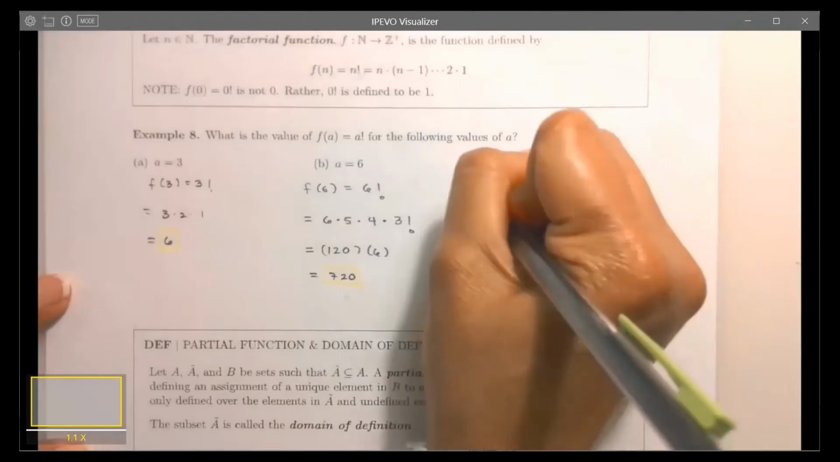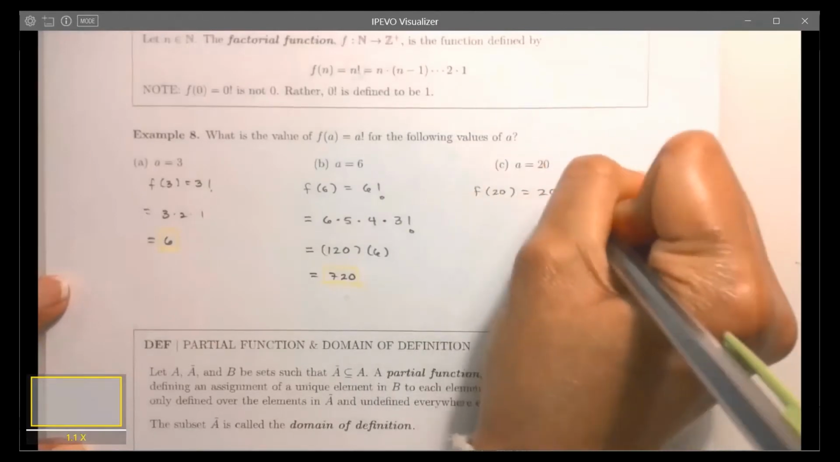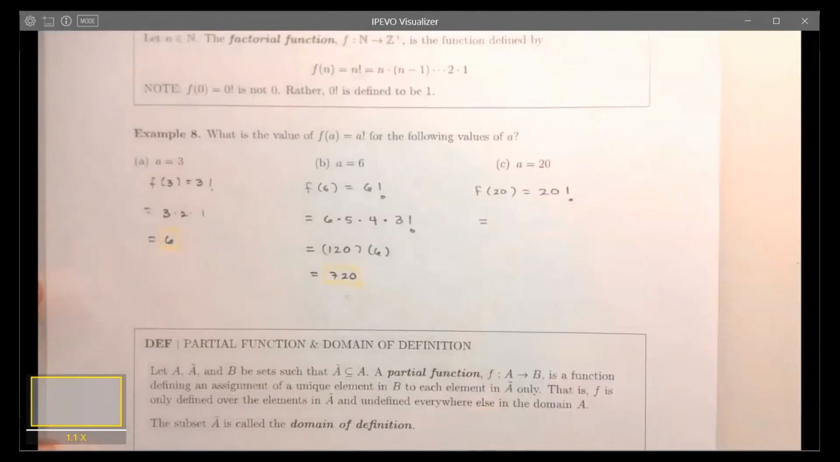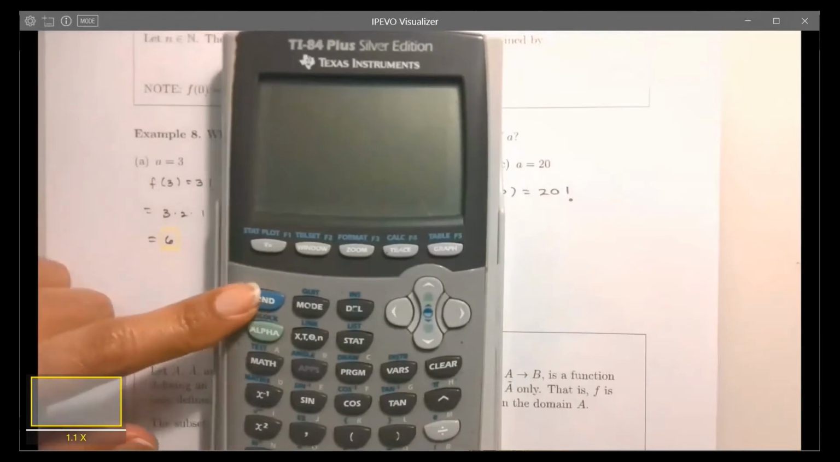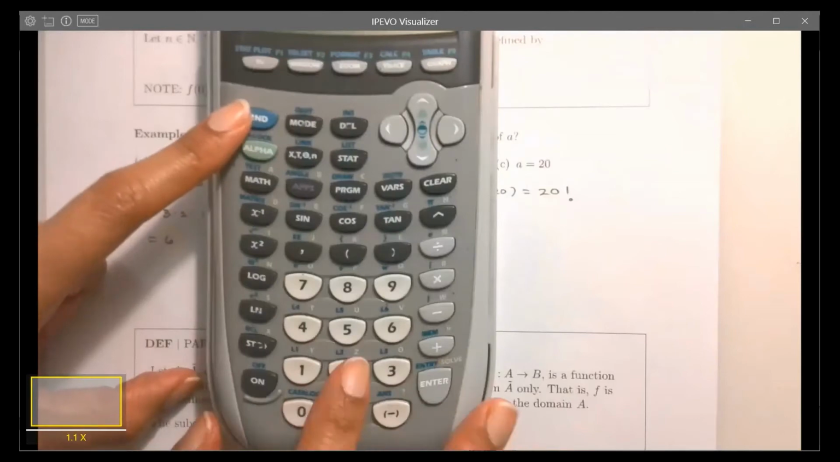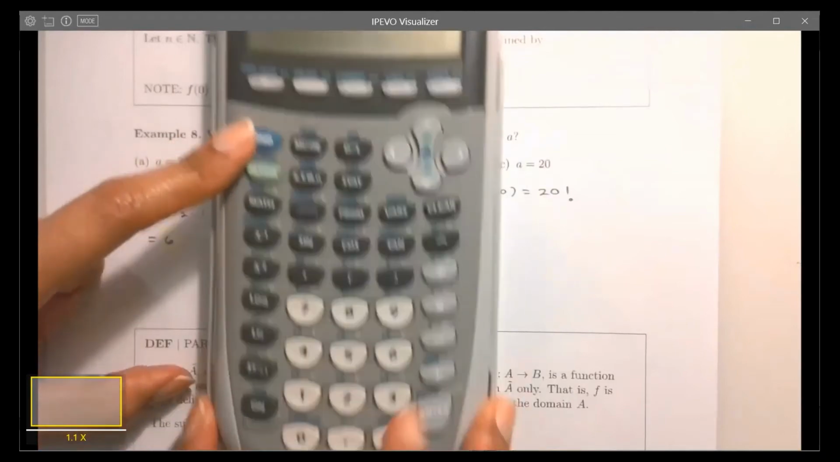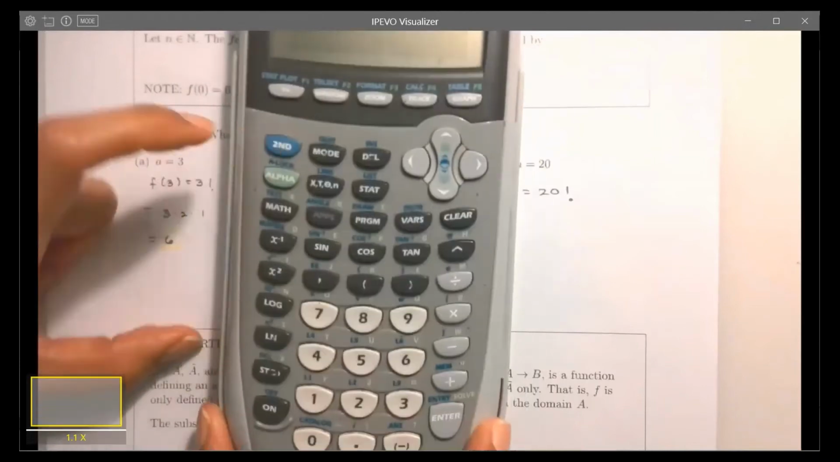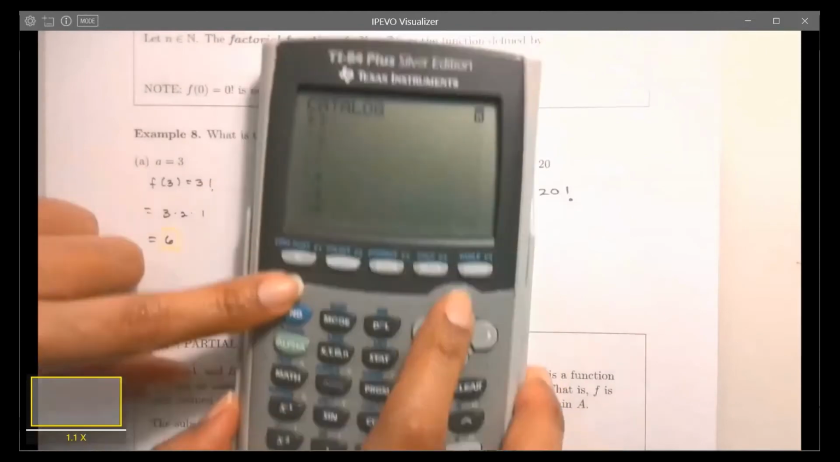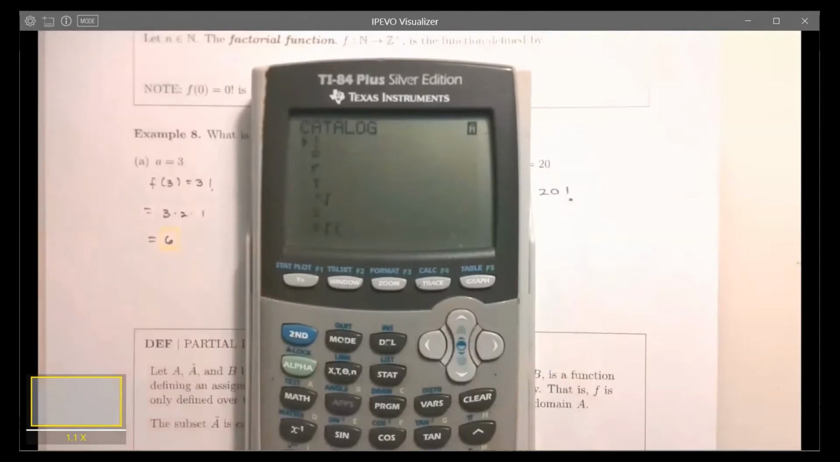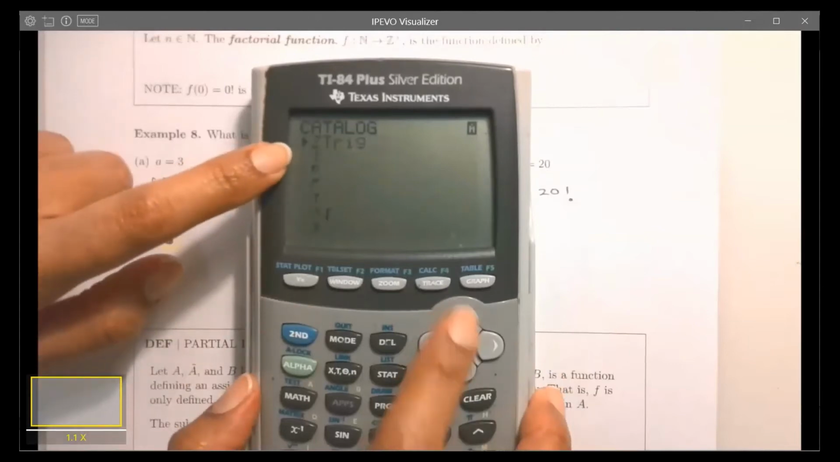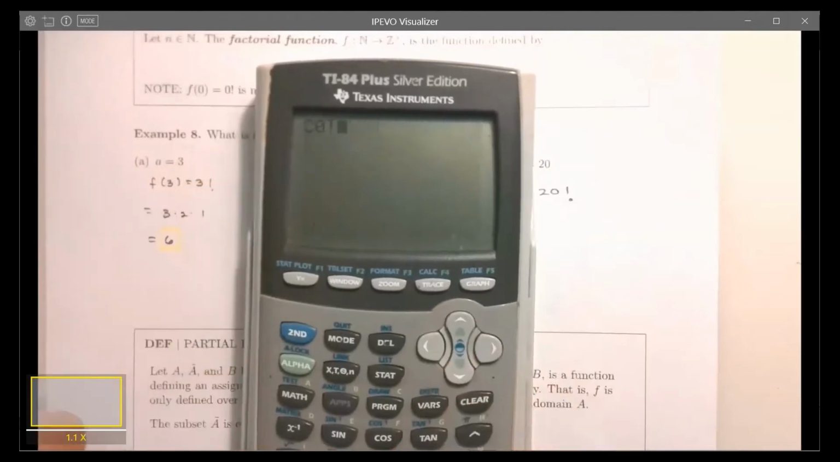And finally, f of 20 means we're trying to compute 20 factorial. And that is going to be an extremely large number. So we might want to rely on technology to help us with that. It's not something that's practical to do by hand. So if you have a graphing calculator where you can access the catalog, what you can do is type 20 and then access the catalog and look for the factorial symbol. In my case, I just have to keep scrolling, and I'll find the factorial symbol right after Z-trig. Yeah, so I'm going to use it there.